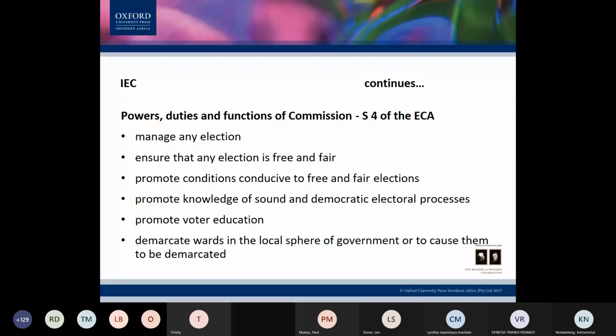So these are part of the key duties that the IEC is supposed to ensure that it promotes within society at large. And the last duty or function that I have listed is to demarcate wards in the local sphere of government, or to cause them to be demarcated.